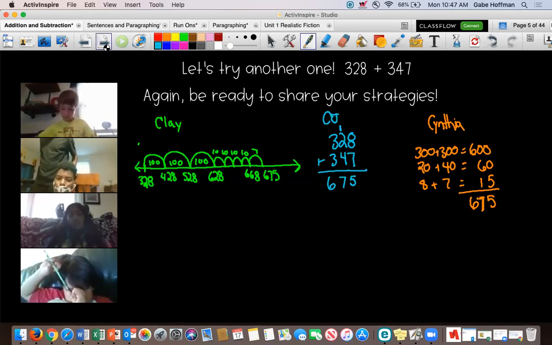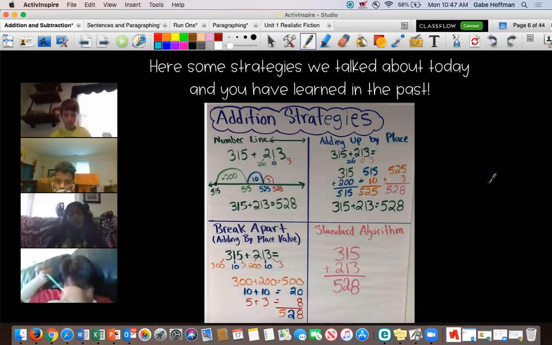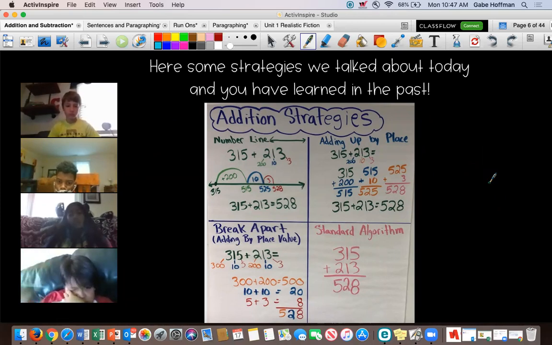So we got a new one in there, the number line, where you can make the jumps however you want. So some of the strategies you've also talked about today or in the past, they're all right there. You've got the number line strategy, the adding up by place value, the breaking apart or adding in chunks kind of by place value a little bit differently. And then you have the standard algorithm, which we've talked about. We saw each of those today in a different way.